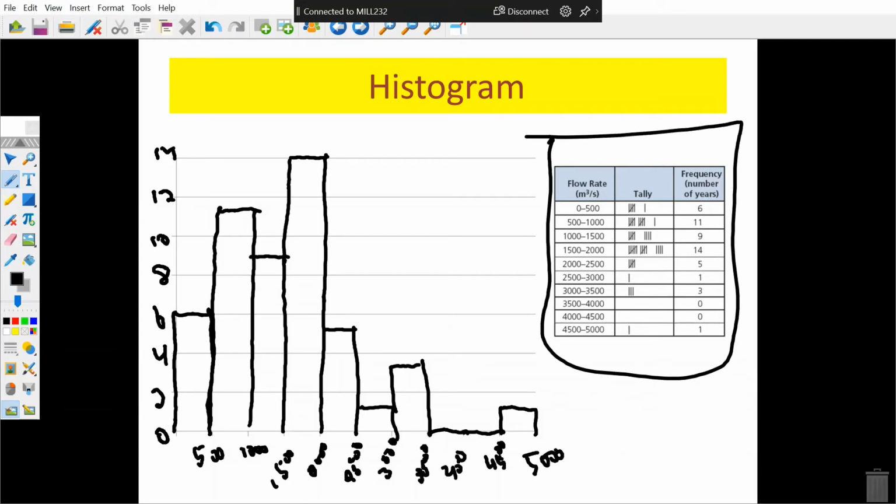but this is a more visual way to interpret what was on our frequency distribution table. This is what's called a histogram, and again, if you want to call it a bar graph, that's fine too.